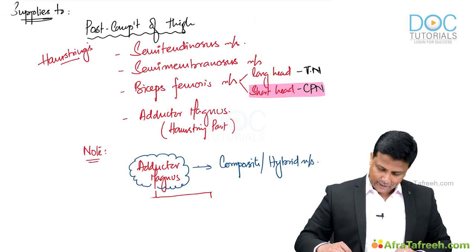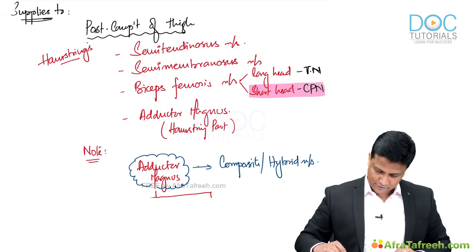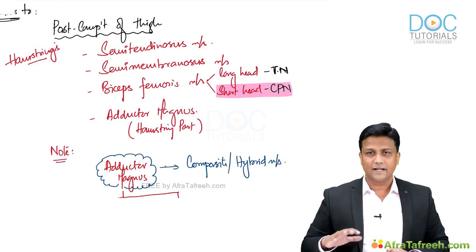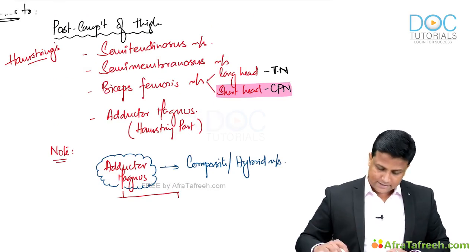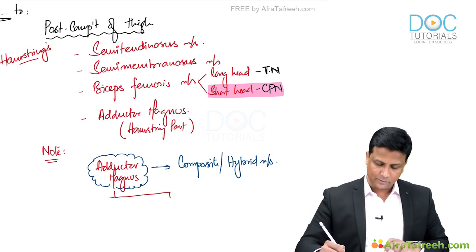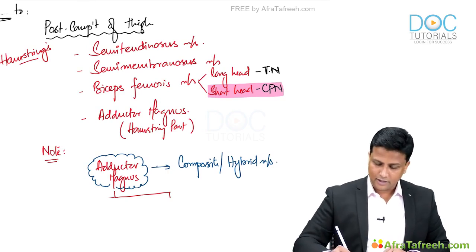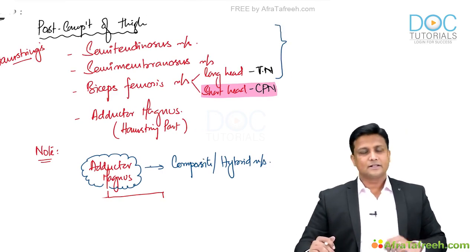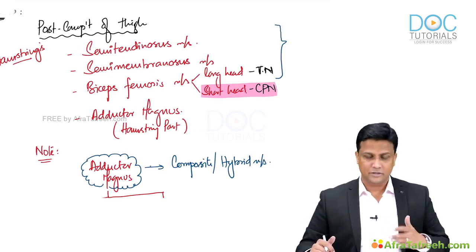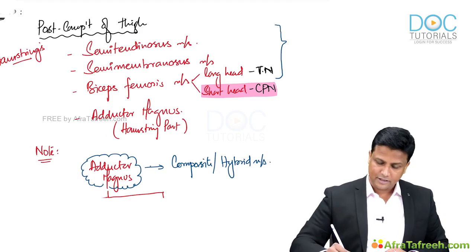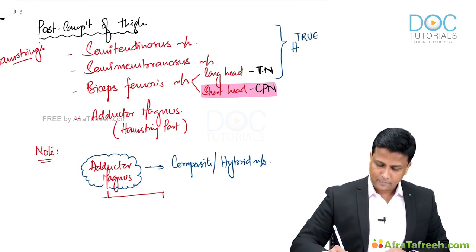Now apart from that, any more MCQs which are possible here, sir, in the posterior compartment of thigh? Yes, of course. Out of all these hamstring muscles, remember semitendinosus, semimembranosus, and only the long head of biceps femoris. I repeat again, semitendinosus, semimembranosus, and long head of biceps femoris. These three are the true hamstrings.